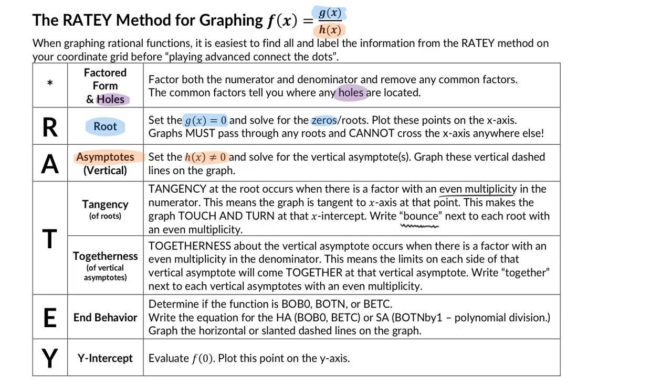Tangency was multiplicity of values in the numerator. Togetherness is essentially multiplicity of values in the denominator. Togetherness about a vertical asymptote occurs when there is a factor with an even multiplicity in the denominator. So you're looking for those even multiplicities. This means that the limits on each side of that vertical asymptote will come together at that vertical asymptote. You are going to write the word together next to each vertical asymptote that has an even multiplicity.